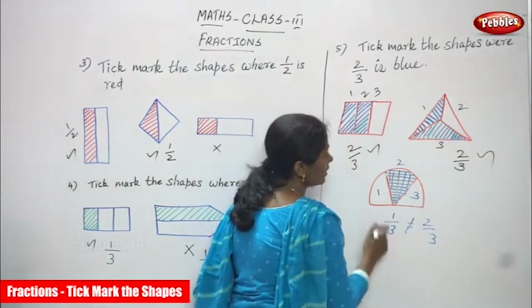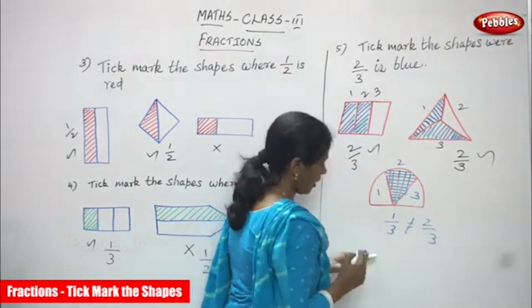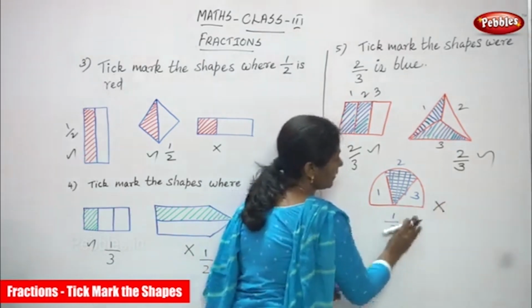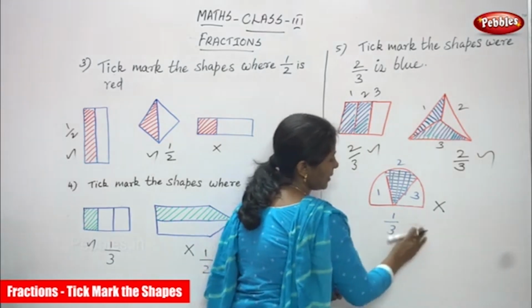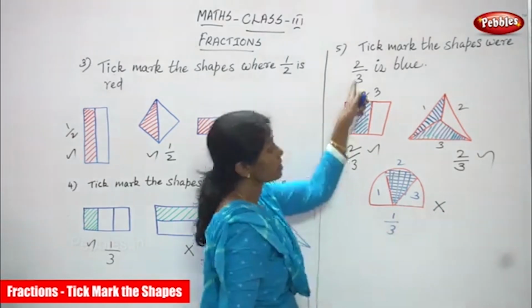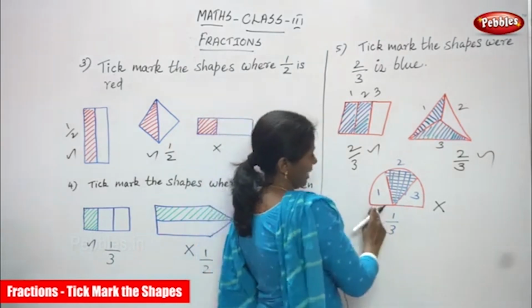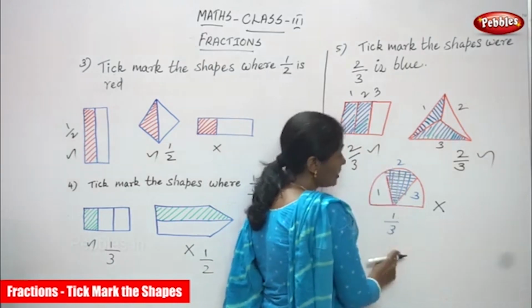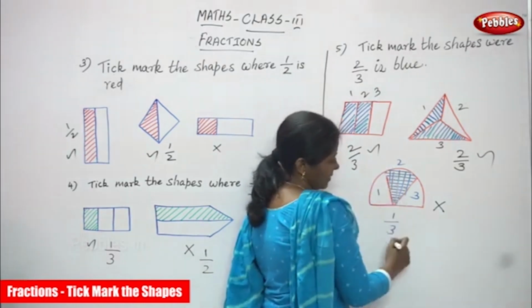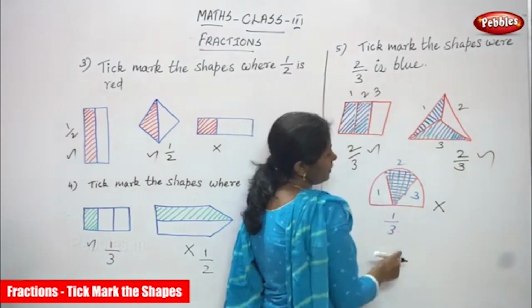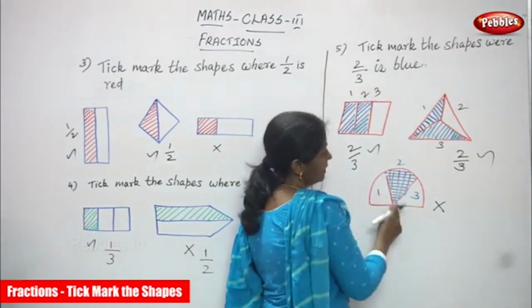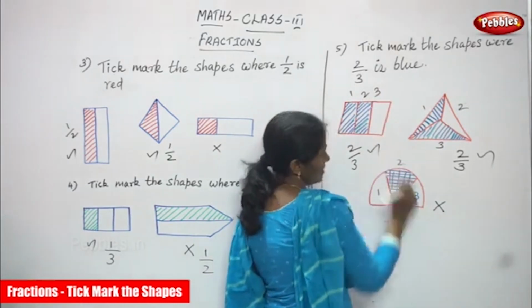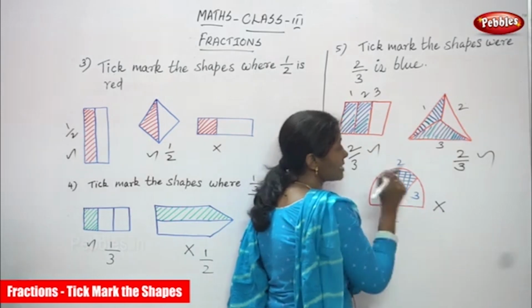So this does not come under this heading. So I put what? Wrong mark. The answer is 1/3. It's a right answer, but I put wrong mark because it does not come under this heading, because actually this is a semicircle. I cut into 3 parts, but I shaded only one portion in blue color. That is 1/3, the right answer, but they need 2/3 portion in blue color. But I shaded only one part, but not 2 parts. So this does not come under this heading. That is why I put a wrong mark for this question.